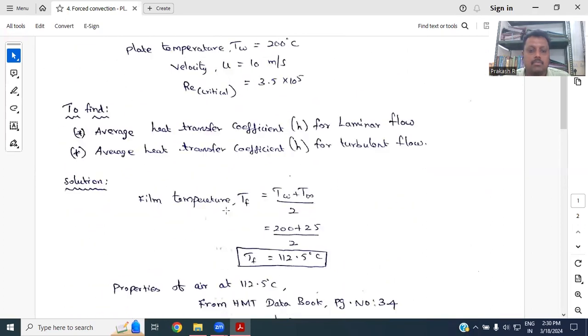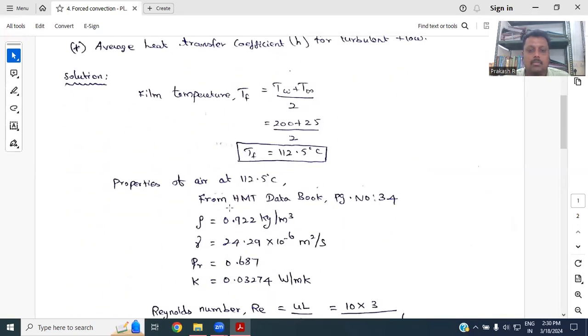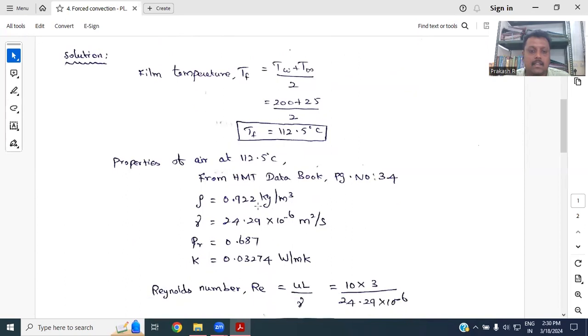By this temperature, we need to take the properties of air, because here air is the medium. Therefore, from the HMT data book at page number 34, by looking at 112.5 degrees Celsius, we need to write all the parameters: the density, kinematic viscosity, Prandtl number, and thermal conductivity values. By this, we need to identify whether it is laminar flow or turbulent flow. For that, we need to find the Reynolds number value.